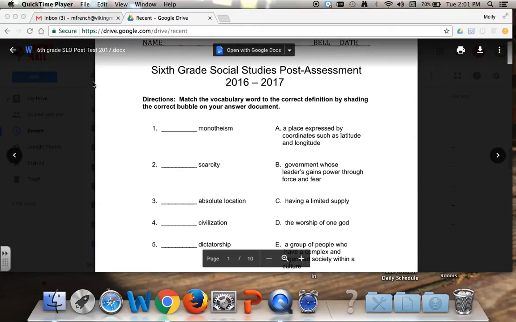Letter A. A place expressed by coordinates such as latitude and longitude. B. Government whose leaders gain power through force and fear. C. Having a limited supply. D. The worship of one God. E. A group of people who have a complex and organized society within a culture.